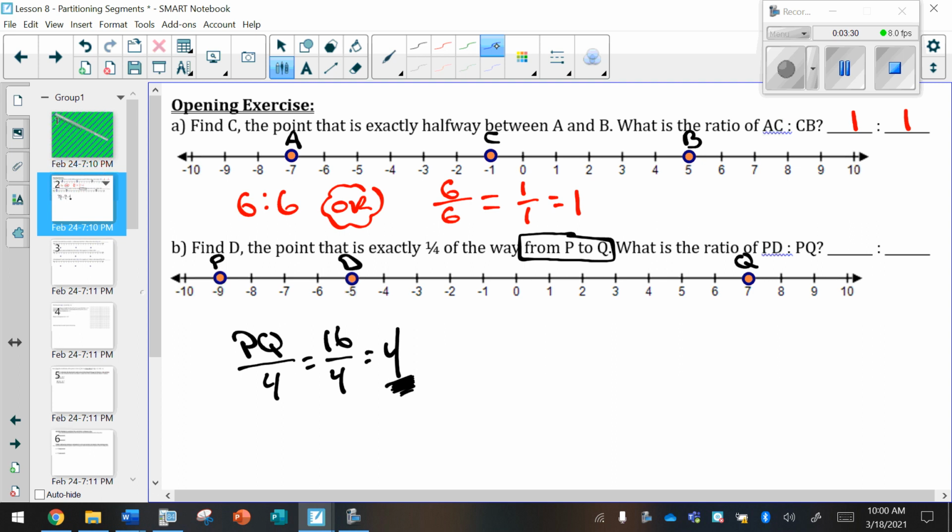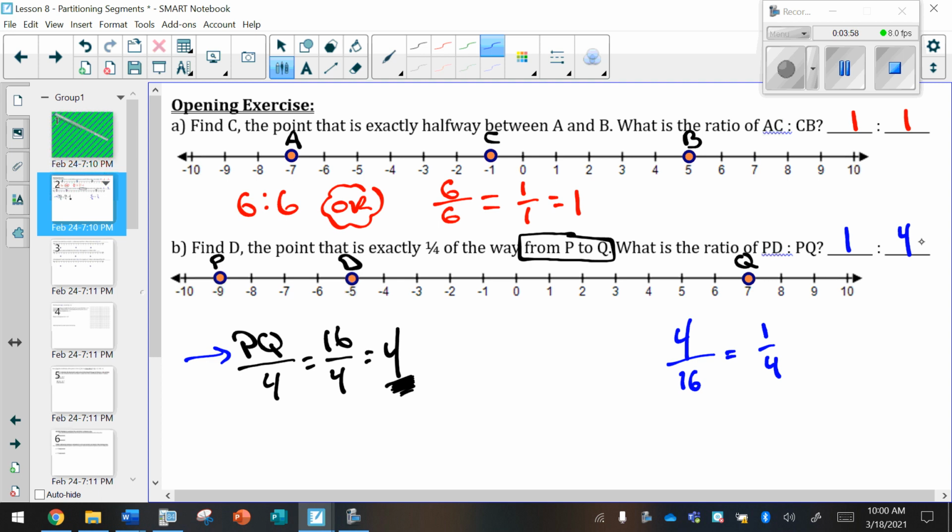Now let's answer the question. The ratio of P to D, from P to D, 1, 2, 3, 4, to P to Q. So from P all the way to Q, which we know is 16, and we know that because we already counted it over here. PQ is 16. That reduces down to 1/4. So I could put 4 to 16, or the simplified version, 1 to 4.